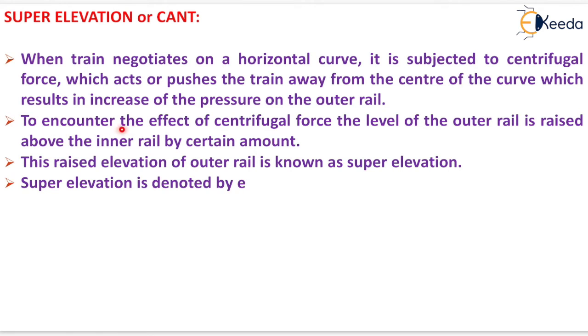Now to counter the effect of centrifugal force, the level of the outer rail is raised above the inner rail by a certain amount. This raised elevation of the outer rail is known as super elevation. Super elevation is denoted by E.